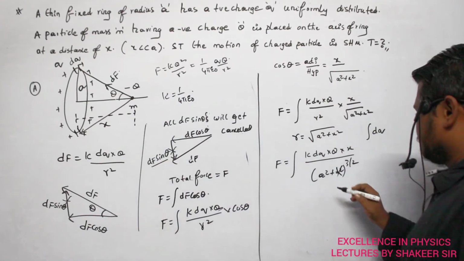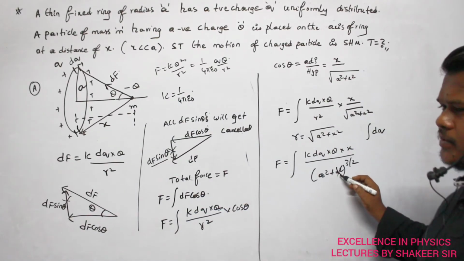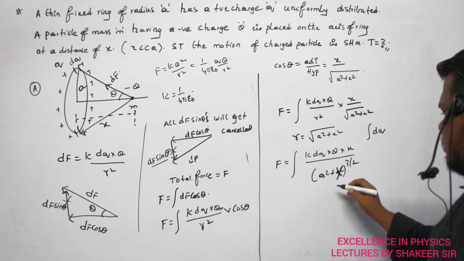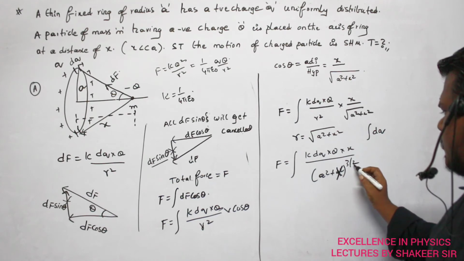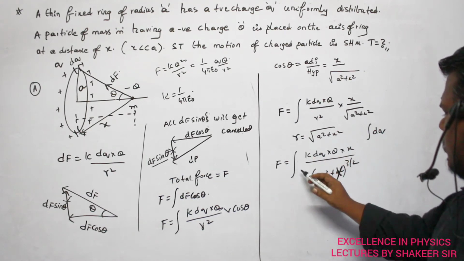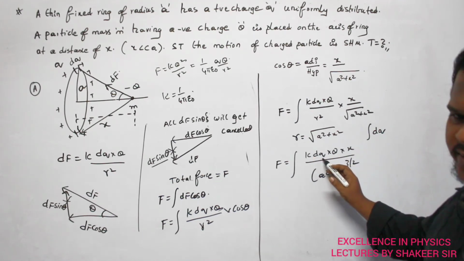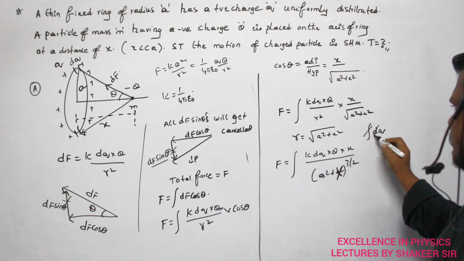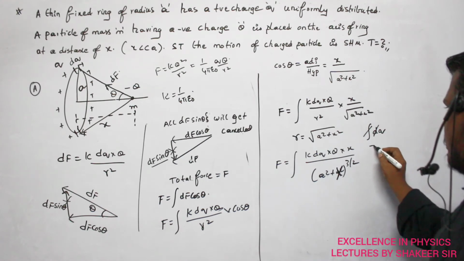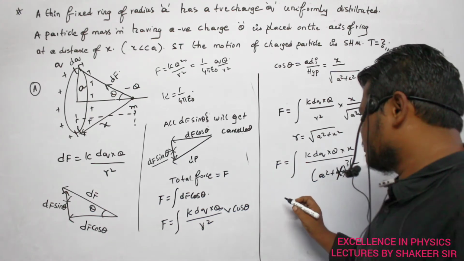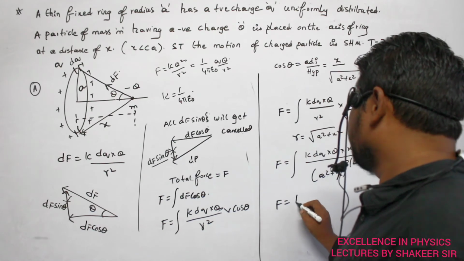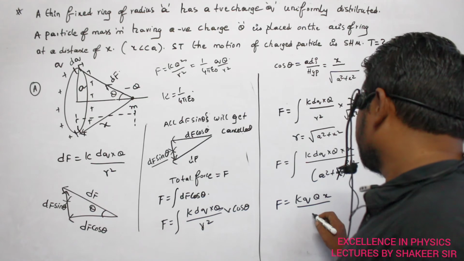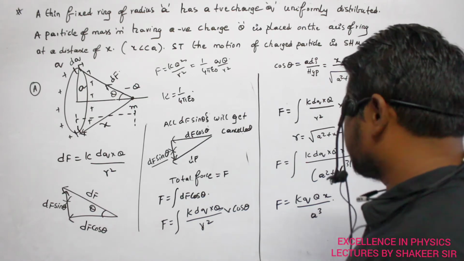So here this x value is very small because it is already given that x is much less than a. So I will cancel x square. Here I have a square power 3 by 2, and all remaining terms are constant except dq. So we will integrate only dq. Integration of dq gives q. So therefore, what is the result I will get? F is equal to k q into x divided by a cube. This is the result which I will get.